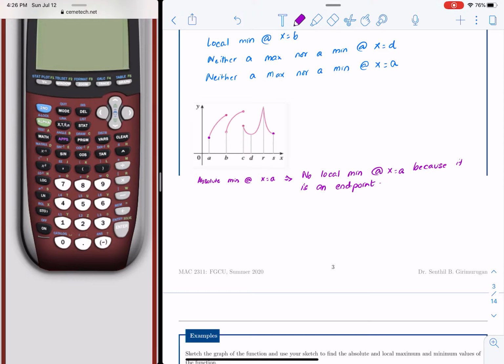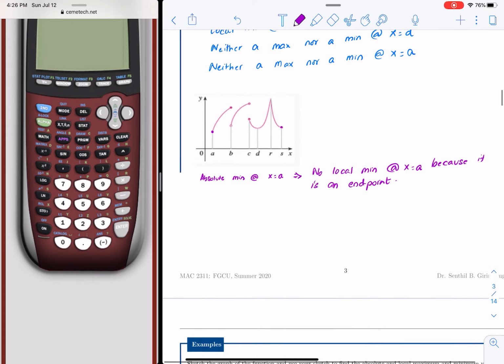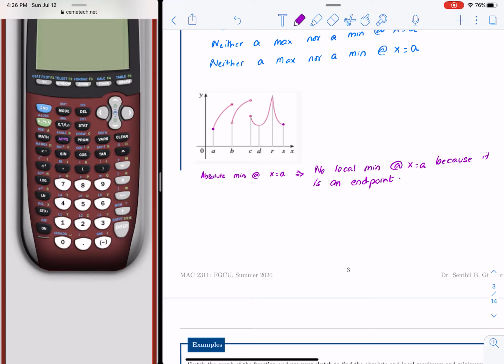Now what about s? Is there an absolute minimum at s? Absolutely not, because we have the absolute minimum at x is equal to a. It's slightly lower than what we see at x is equal to s. But could there be a local minimum at x equals s? No. The reason being x equals s is an endpoint. So there is no local min or max at x equals s.